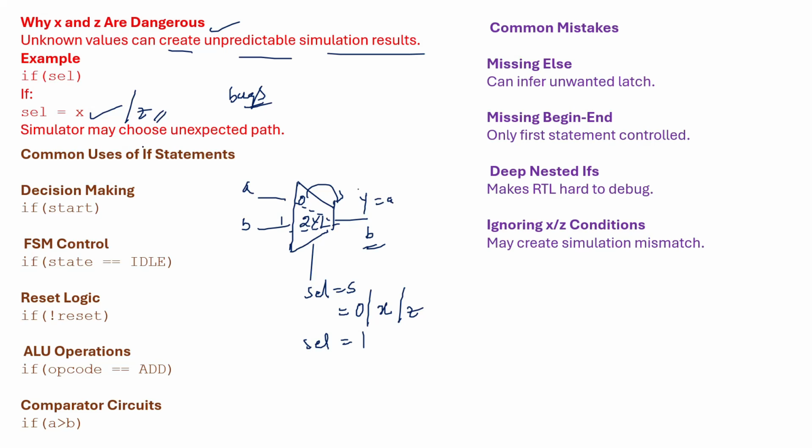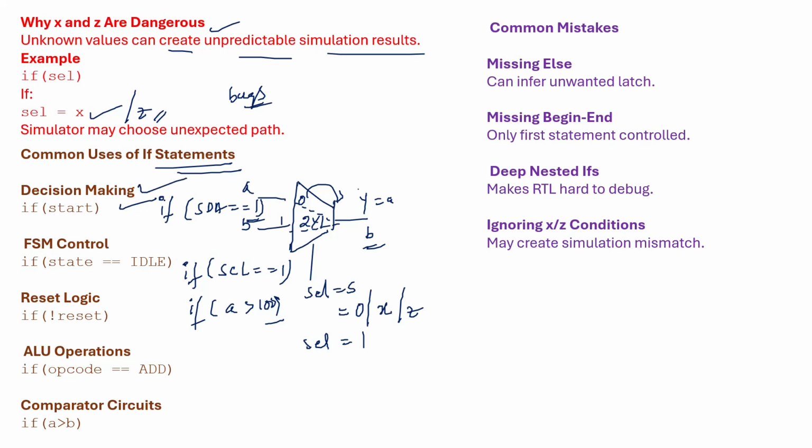These are the common usages of if else statements, where we are doing some decision making, like if SDA equal to 1, that means some condition I am maintaining. Or if SCL equal to 1, some condition I am taking. Or if condition A greater than 100, then based on values greater than 100 we can consider it. This type of decision making uses an if condition.